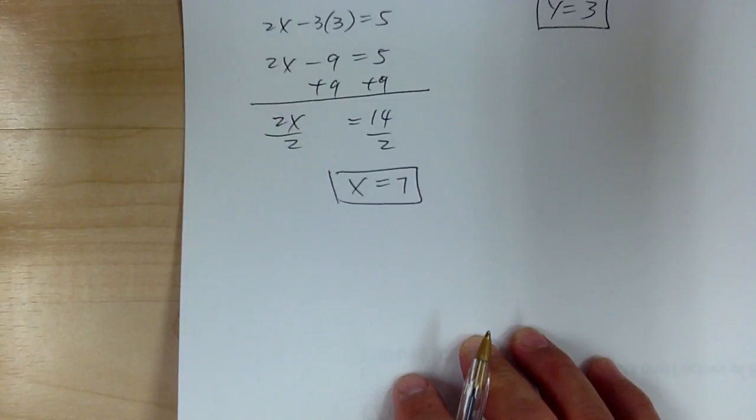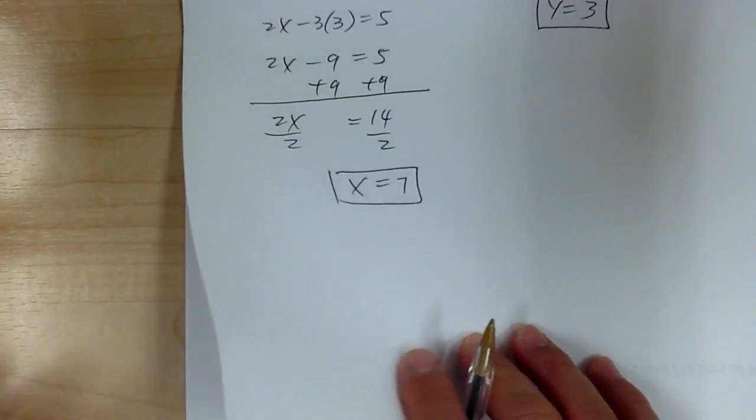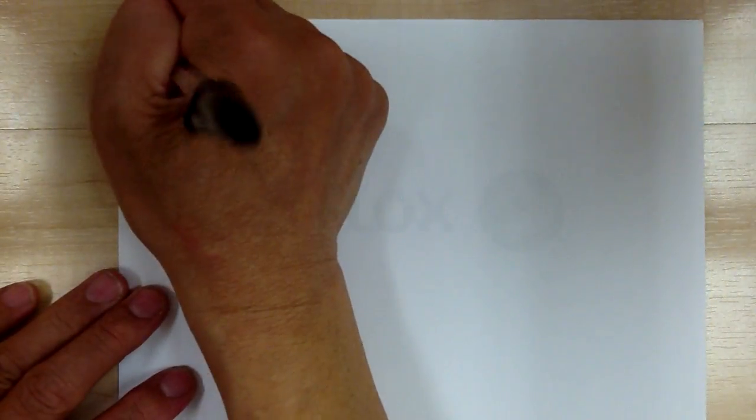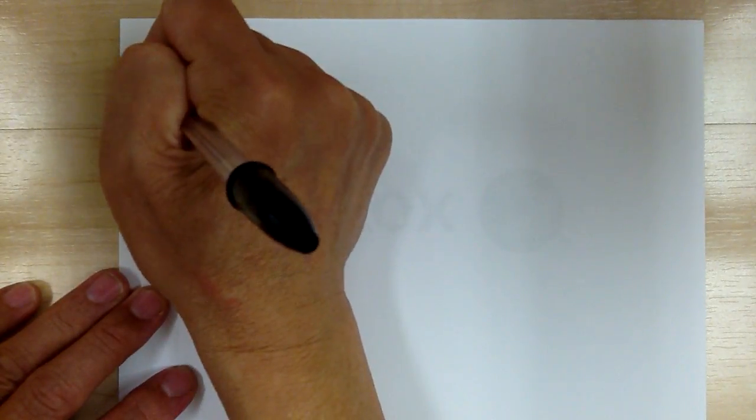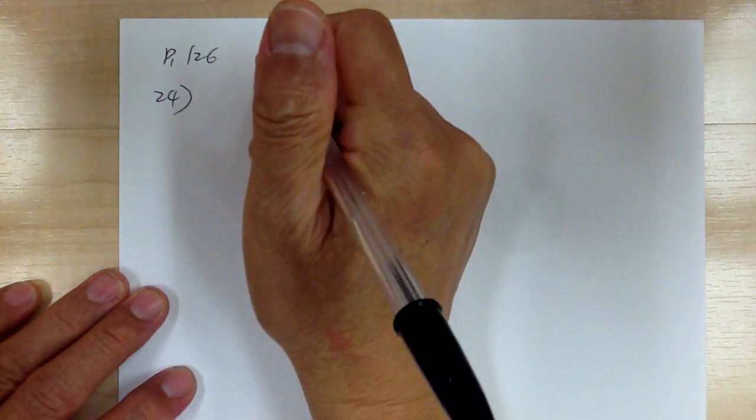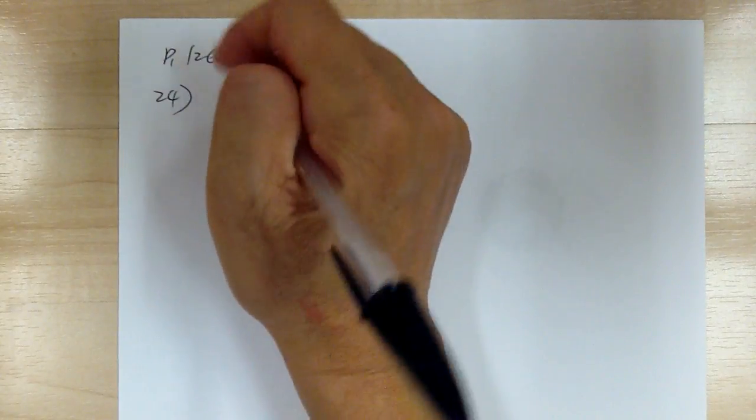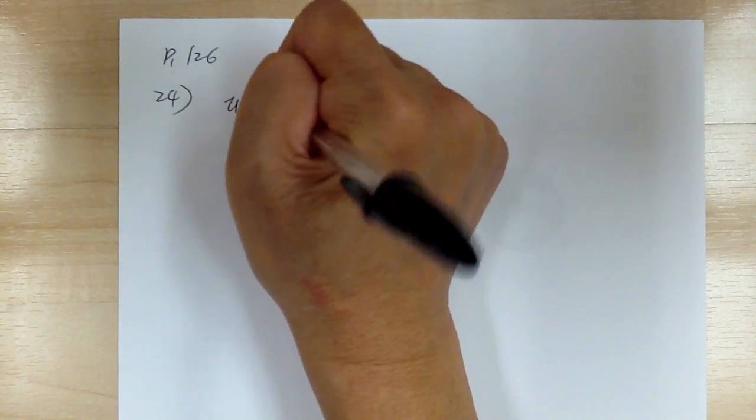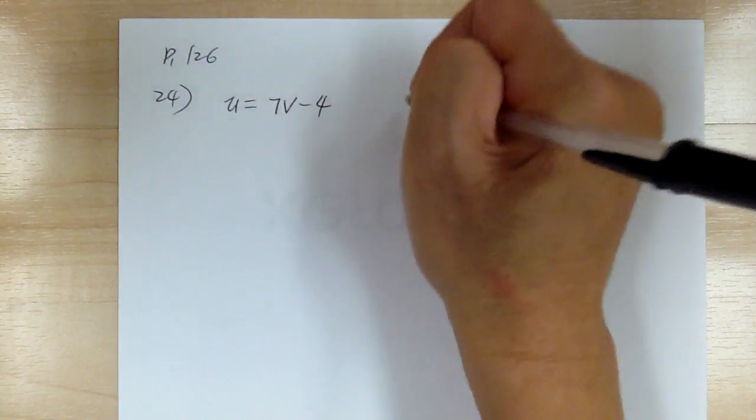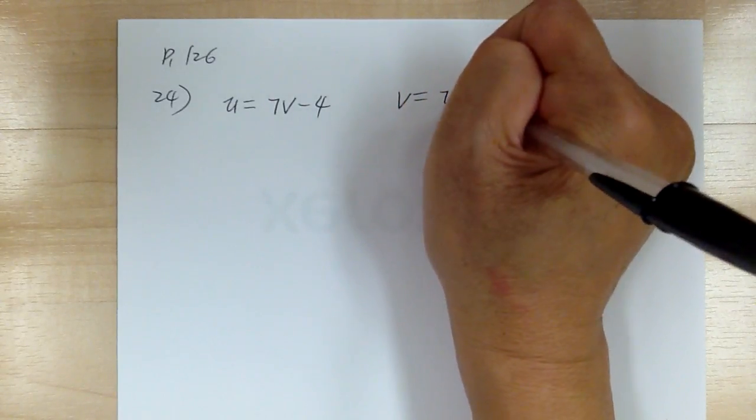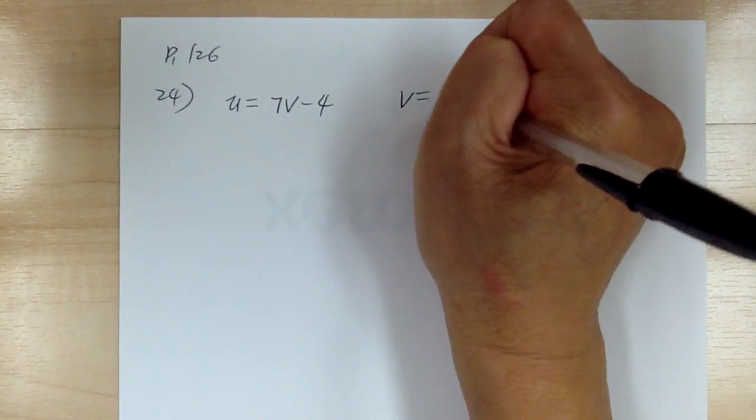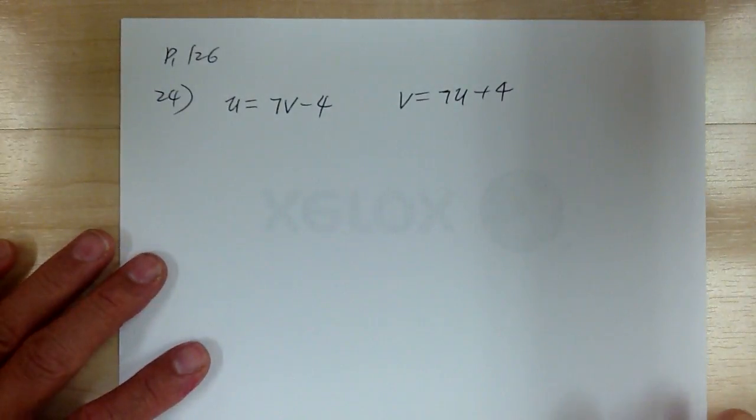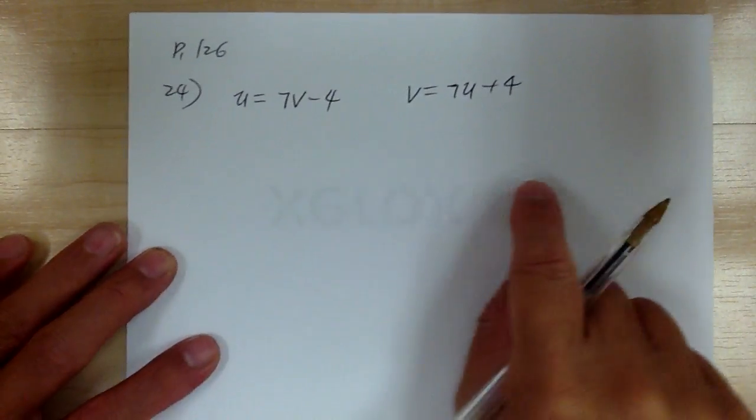Okay, let's go to the next page. Let's go to page 126 and number 24. So number 24, you have u equal to 7v minus 4. Then you got v equal to 7u plus 4. Okay, so you can just go through the same thing. So let's put it in the standard form.